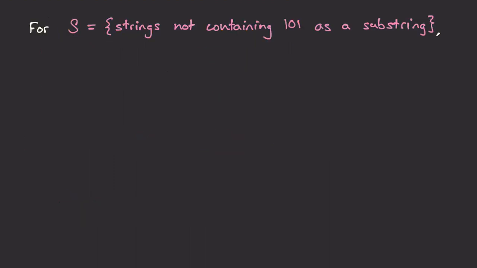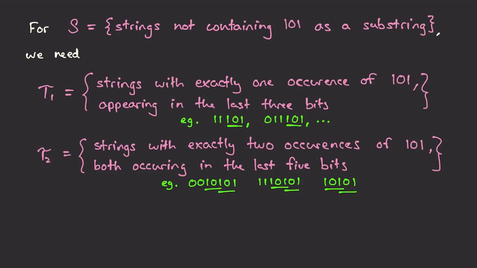In this last example, we introduced a new set to help us. It turns out that sometimes you need more than one new set. Here's a quick example where you do. Let pink S be the set of strings not containing 101 as a substring. The two new sets that we need, pink T1 and pink T2, are shown here. Pink T1 is the set of strings whose only occurrence of 101 is in the last 3 bits. Pink T2 is the set of strings that have two occurrences of 101, both occurring in the last 5 bits. All the strings in Pink T2 will end in 10101.